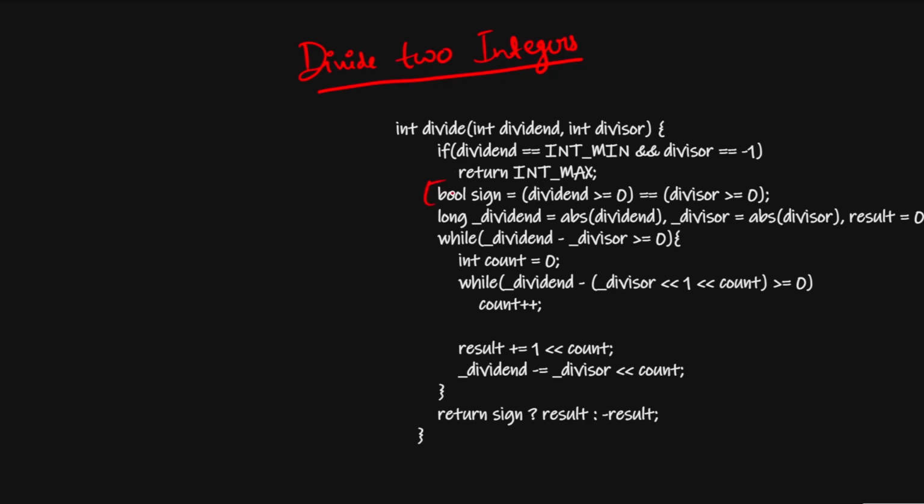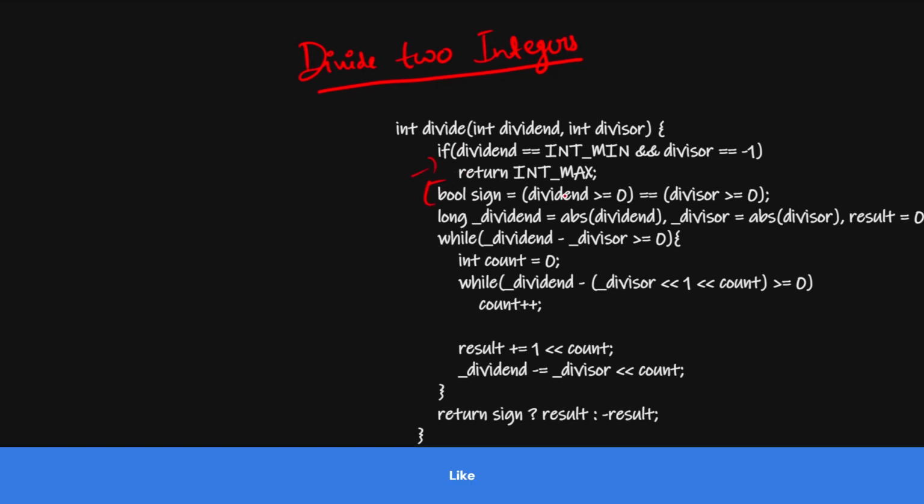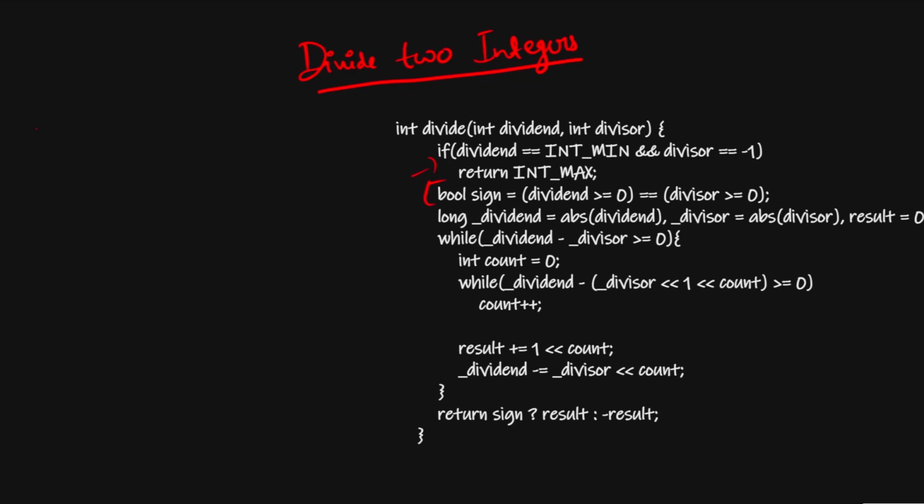If this is not our condition, we will first find the sign. If our dividend and divisor have the same sign, either minus minus or plus plus, then our answer will be positive. If they have different signs, then we will have a negative result. So we find the sign by checking whether both of them are greater than 0 or not. After finding the sign, we take the absolute values of dividend and divisor, and initialize our result equal to 0.